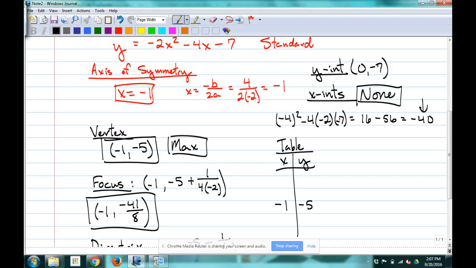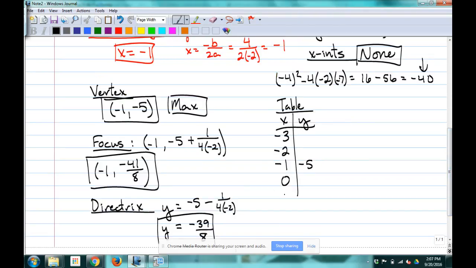And then I want you to pick 2 ordered pairs that are to the left of -1 and get 2 ordered pairs that are to the right of -1. If you had X-intercepts, they would be 2 of those. One would be to the left, one would be to the right. We don't have X-intercepts, so we're going to have to use -2 and -3, 0, and 1.